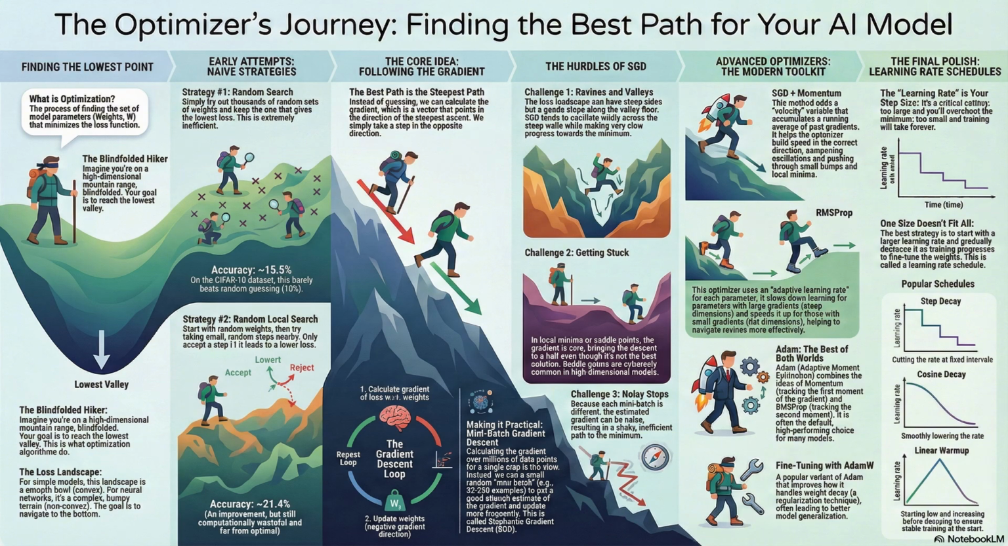So that's the tightrope. Too low, and you're too slow. Too high, and you diverge. You just bounce around or fly off into a bad region.